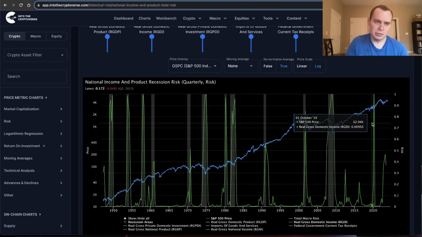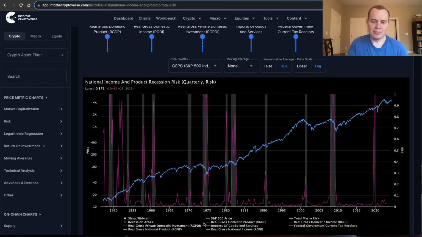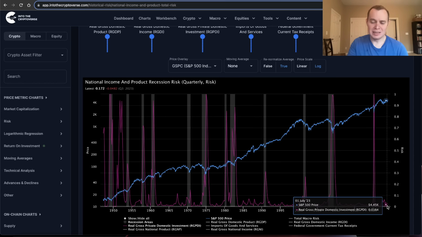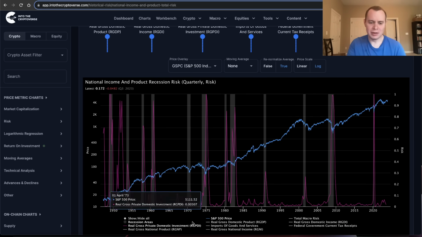A lot of these things we only get updates every single quarter. So you're not going to be getting an update on these risk metrics as frequently as you might want, but that's just the nature of the data. There's also real gross private domestic investment. That risk remains relatively low at the current time. Again, if it's low, it means it's not really screaming recession. If it's high, it's screaming recession.